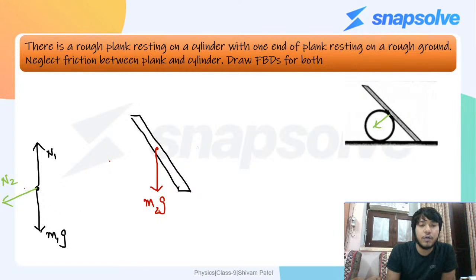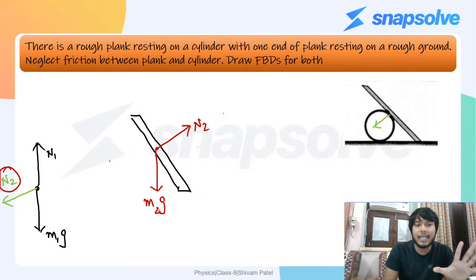राइट, अब देखो, plank was applying N2 on the cylinder. So in return the cylinder will also apply N2 on plank in opposite direction like this. Any doubts here? Clear है इतना?